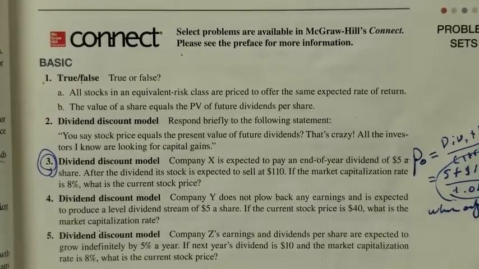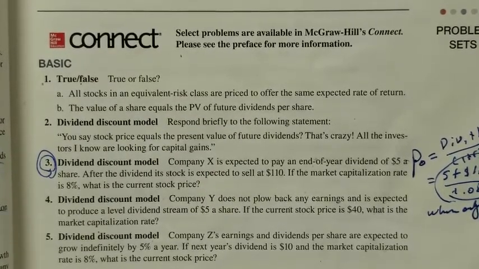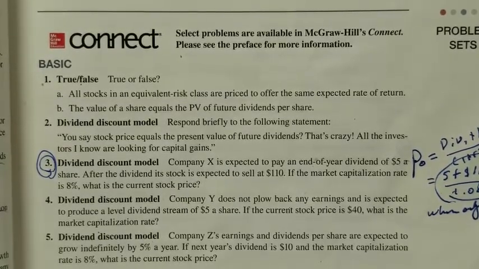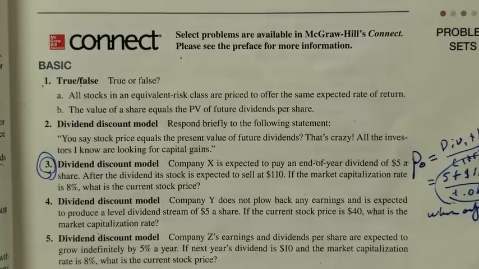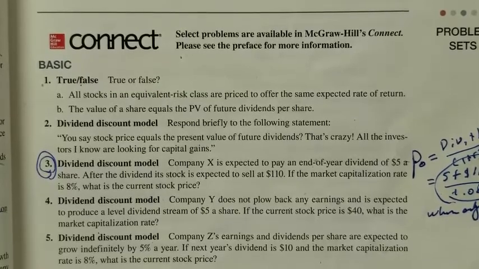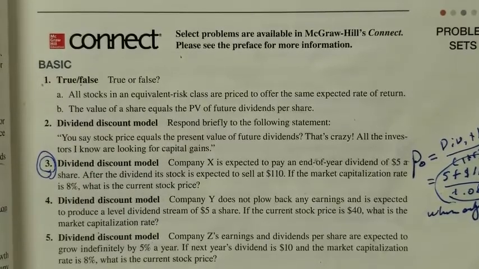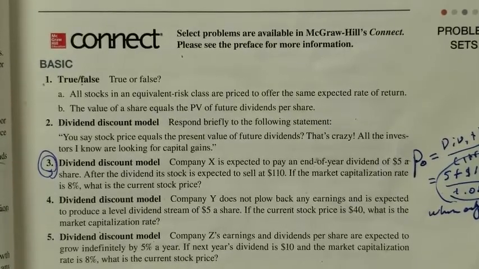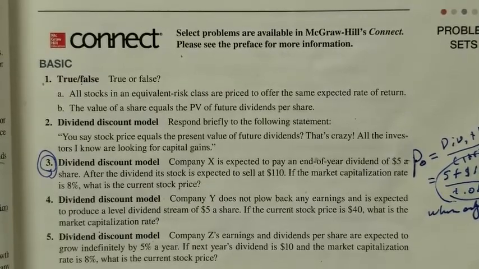Company X is expected to pay, at the end of the year, a dividend of $5 a share. After the dividends, its stock is expected to sell at $110. That's P1. If the market capitalization rate is 8%, otherwise known as the opportunity cost of capital, or depending on how it's used, the discount rate, right?